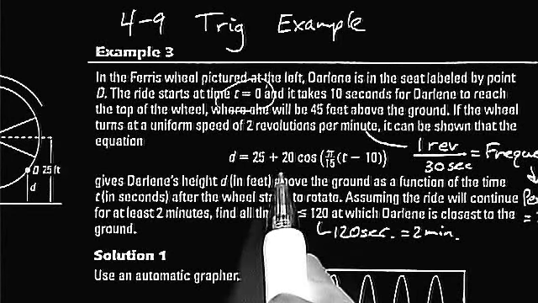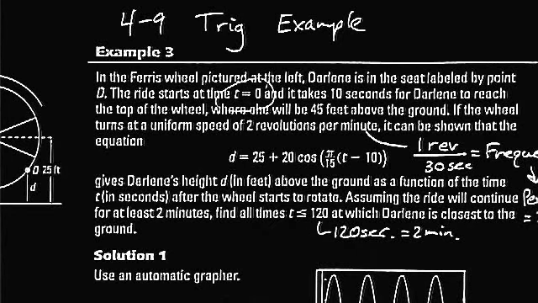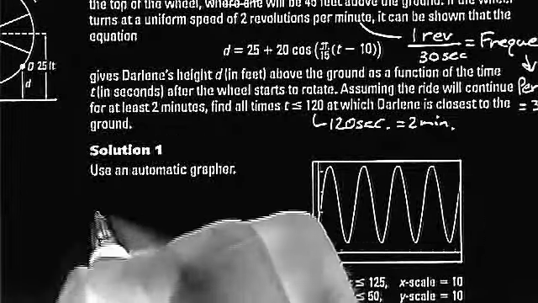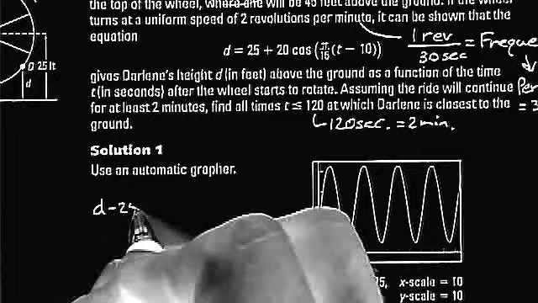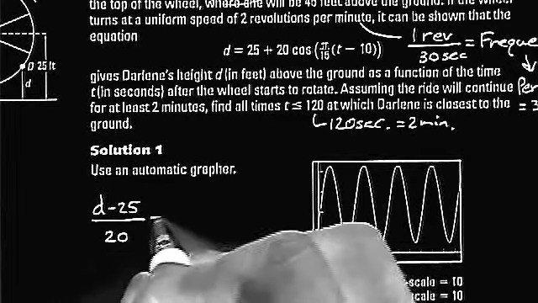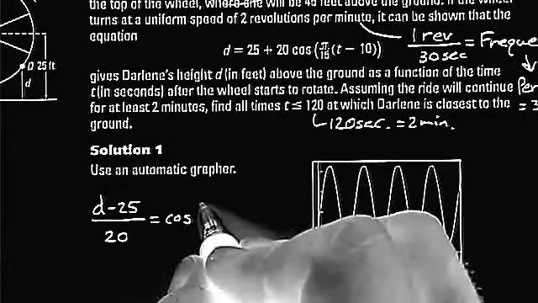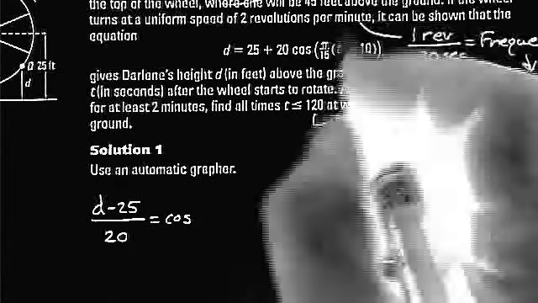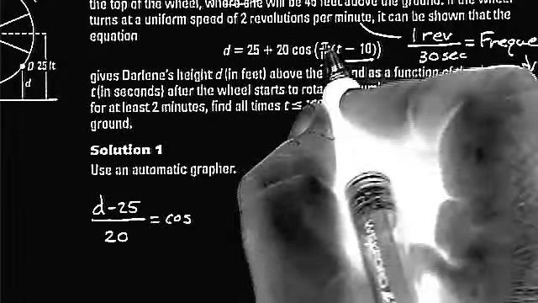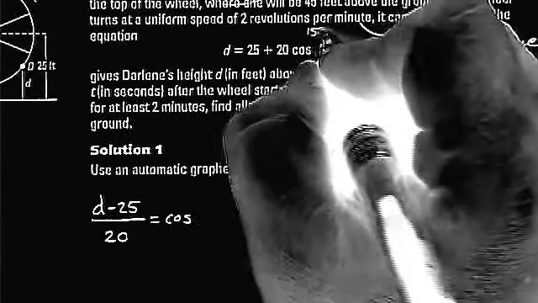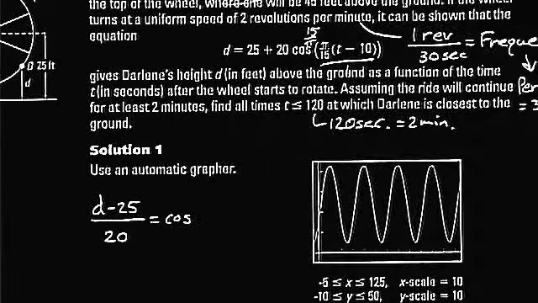What if I were to put this equation into the form we learned? So that would be d minus 25 over 20 equals cosine. Now, what are we going to do inside here? This is all over 1. And how am I going to get rid of that pi over 15? We talked about that in class. We would multiply by 15 over pi, the reciprocal.